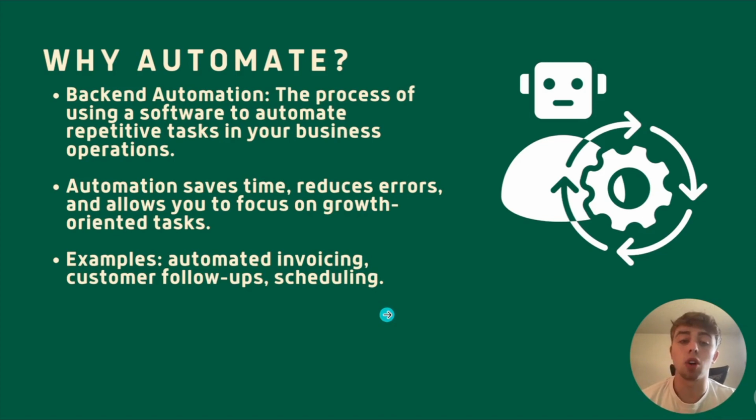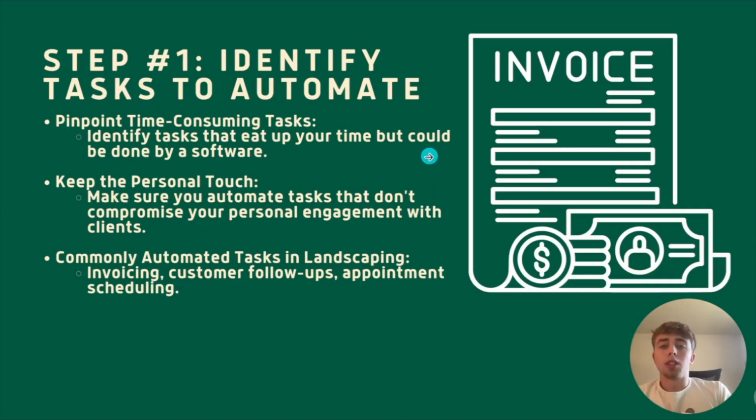It's going to vary based on your business. All types of businesses have back-end automation set up. But in landscaping, we're going to be going over what you can do today to make your business more efficient and overall save you that precious time. So step one to automating tasks within your business is actually identifying the tasks that you can automate.